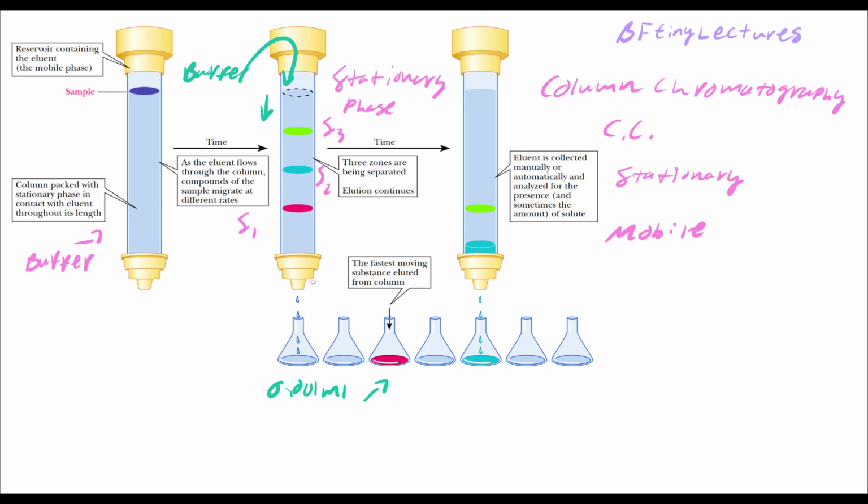So now the protein, the red one, eluted. That means it comes down into the test tube, and then buffer, buffer, buffer. Eventually we have sample 2 making its way into the test tube. Then we have more test tubes with buffer until we get the green one, sample 3.